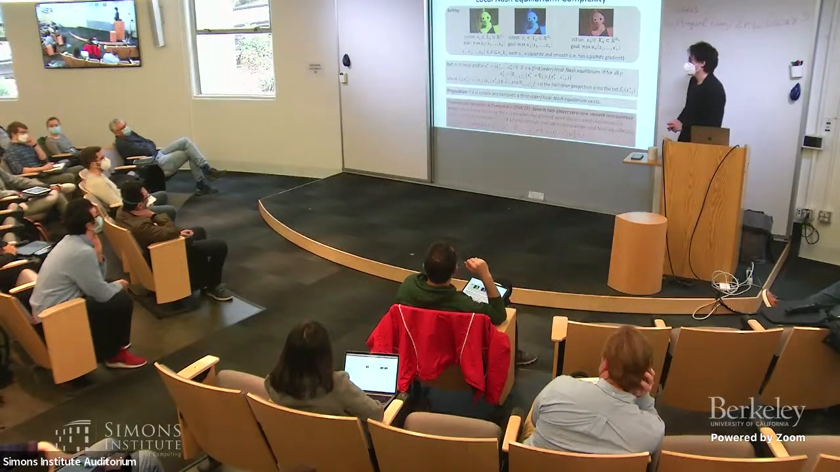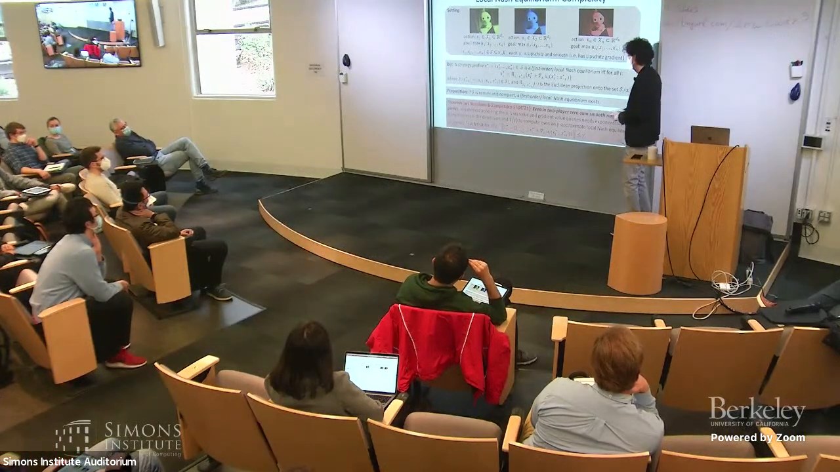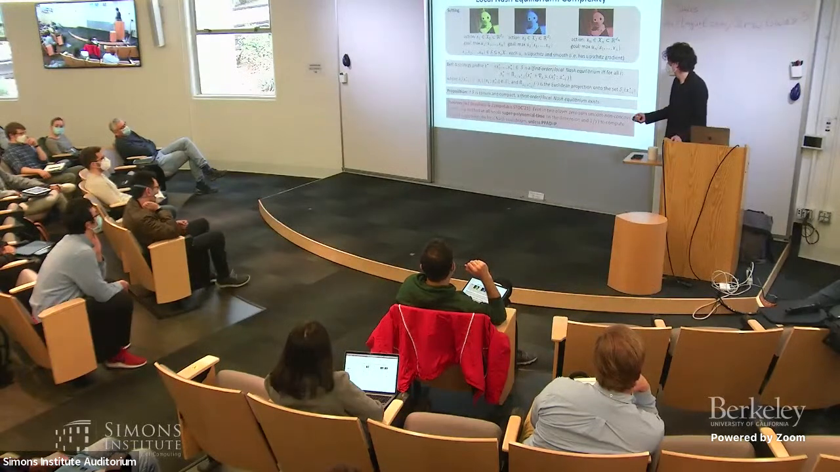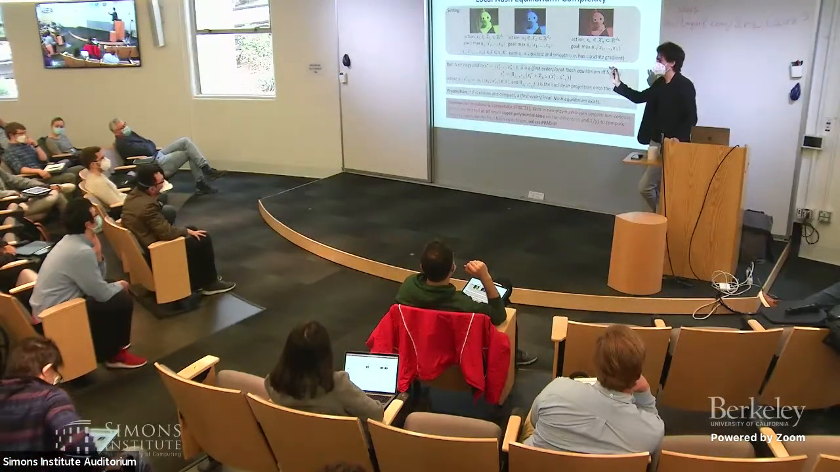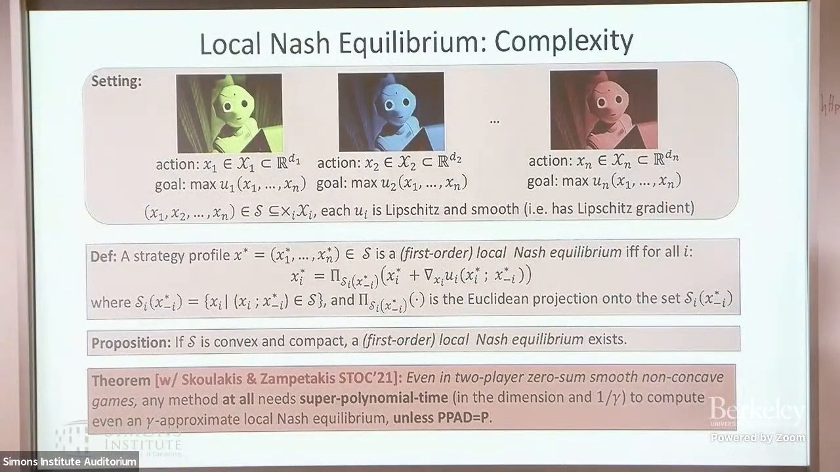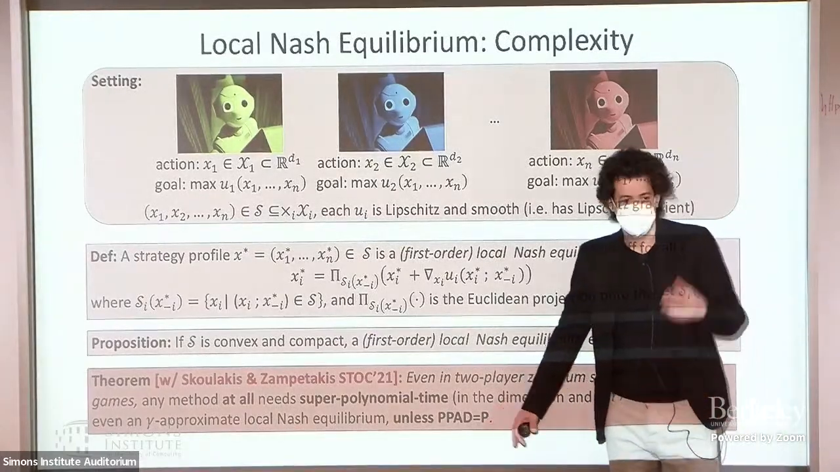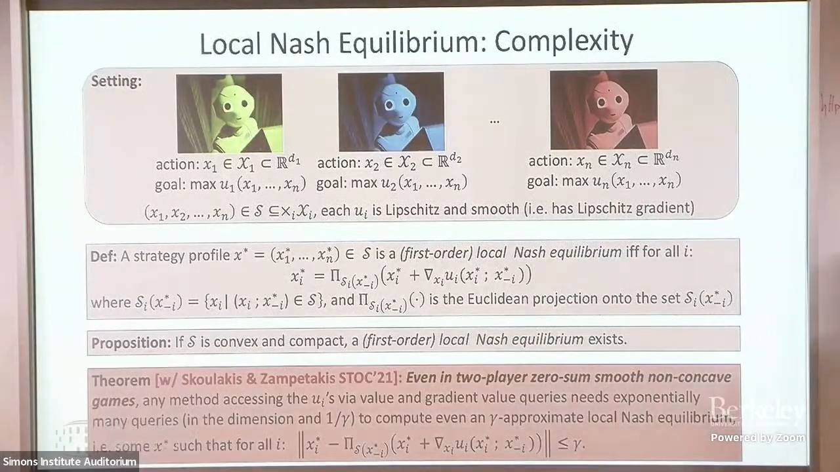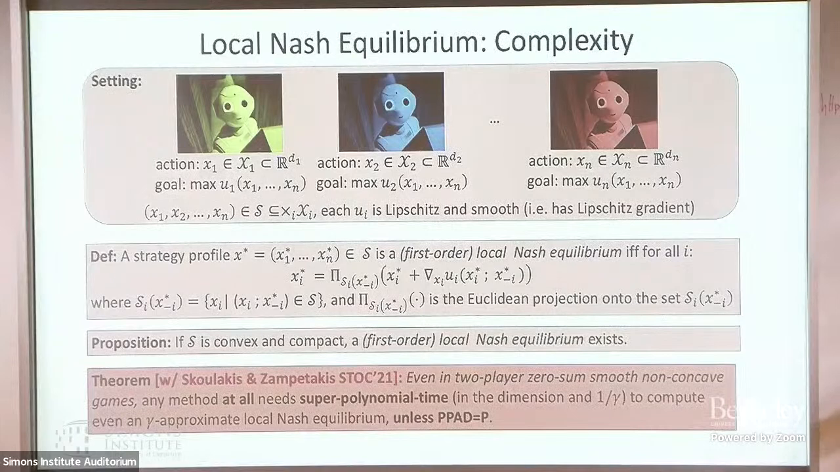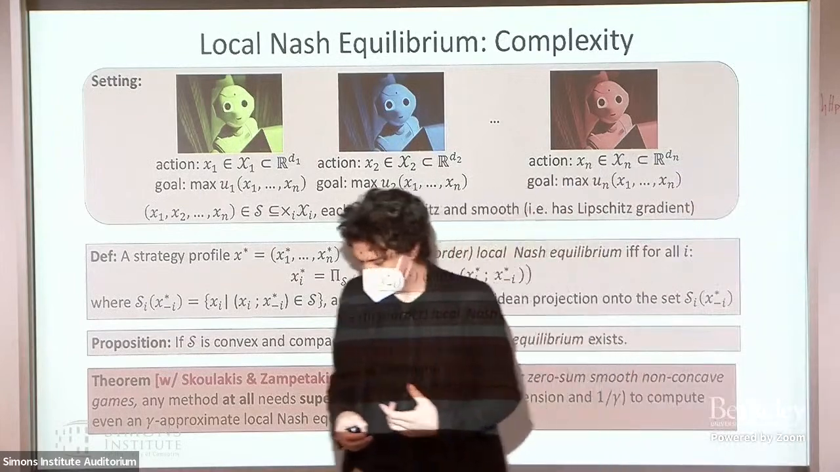Okay, so that was about first order methods. How about second order, third order, whatever methods? Under a complexity theoretic assumption that the class PPAD is not equal to P, any method, first order, second order, or whatever, will have to make super polynomially many steps to find an approximate local Nash equilibrium. So you choose your poison. If you don't want a conditional result, you can use the query lower bound here, but under a complexity theoretic result, even second order or higher order methods will have to take super polynomially many steps.